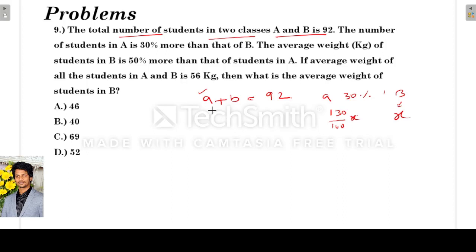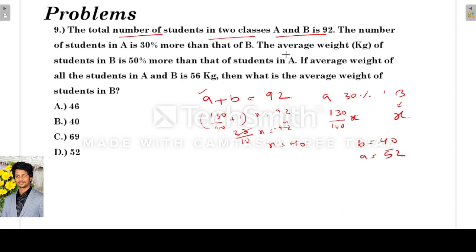So let's find out A and B first. So 130 by 100 plus 1 into X is equal to 92, right? So 23 by 10 X is equal to 92. So X is 40. So B is equal to 40 and A is equal to 13 by 10 into 40. So 13 into 4, it is 52.